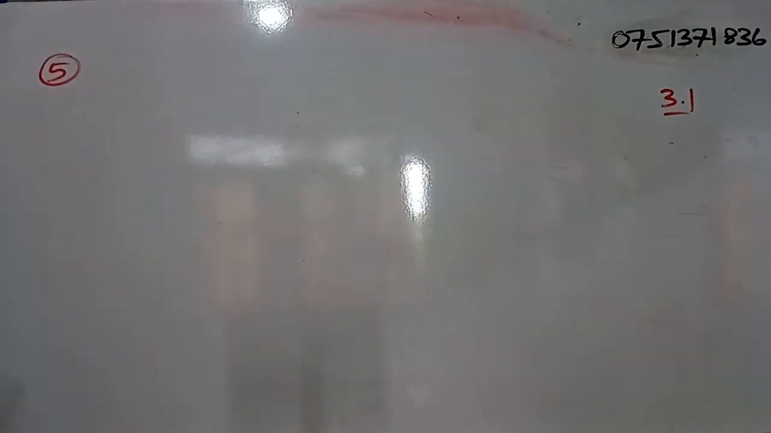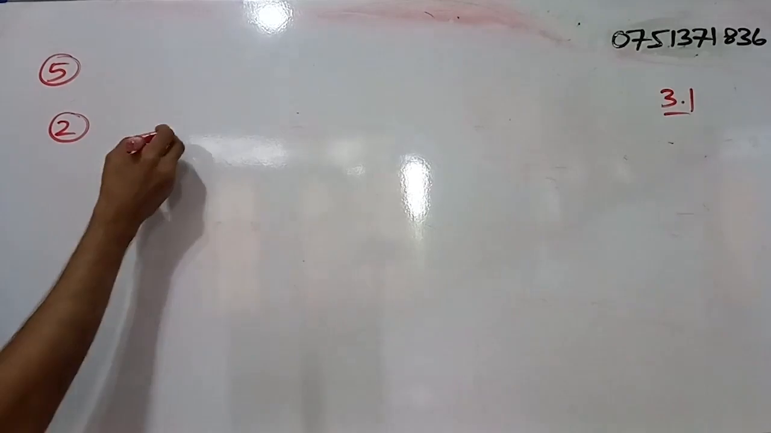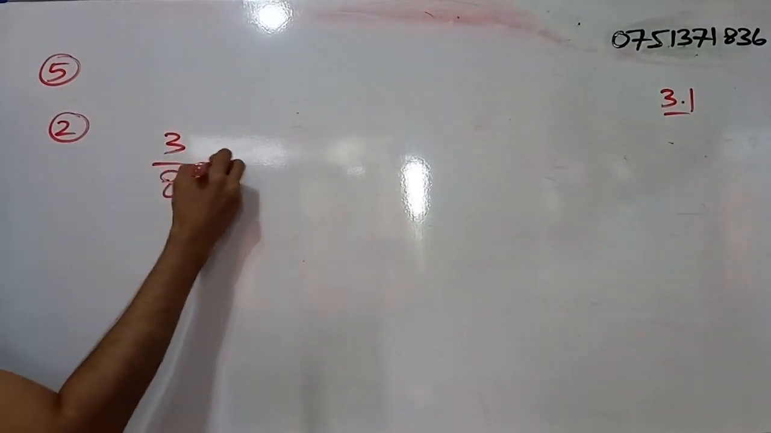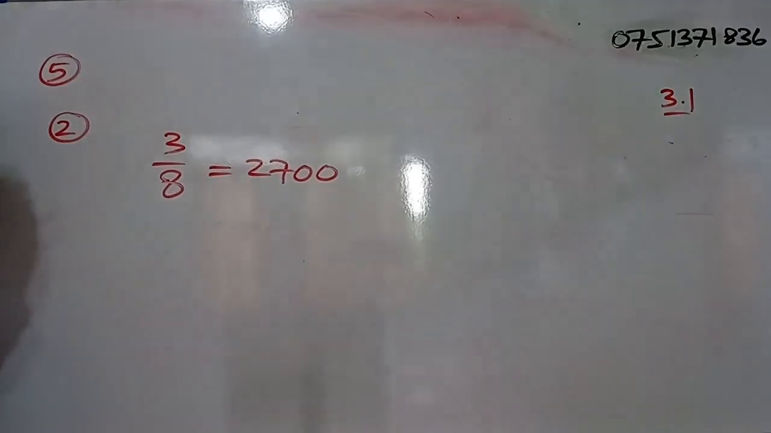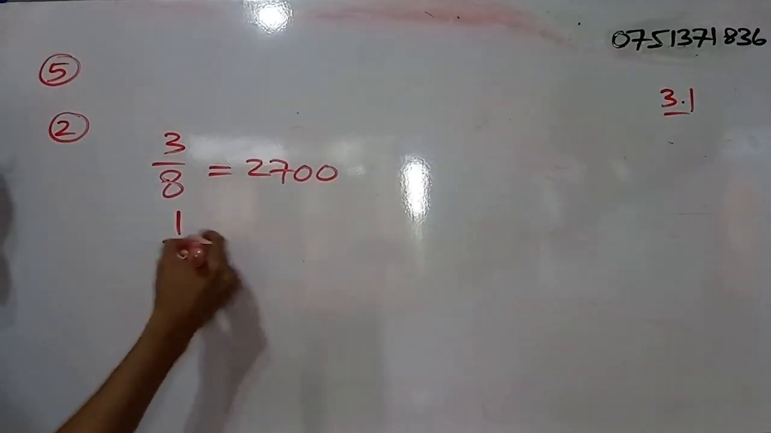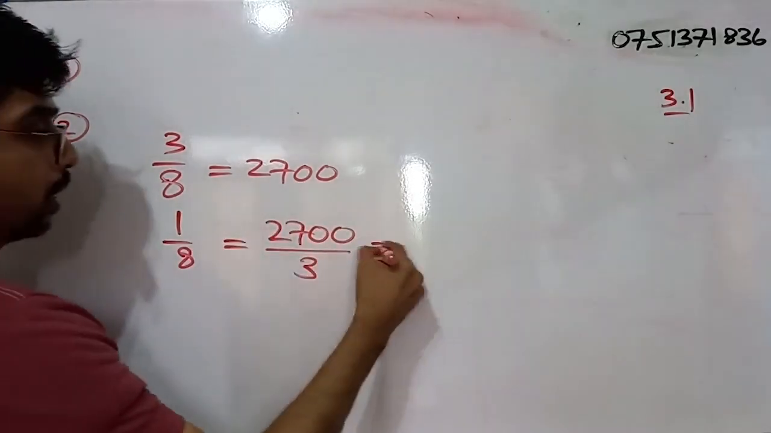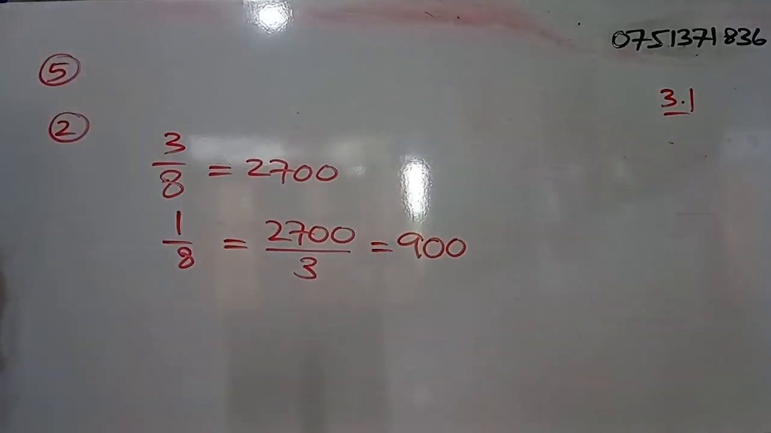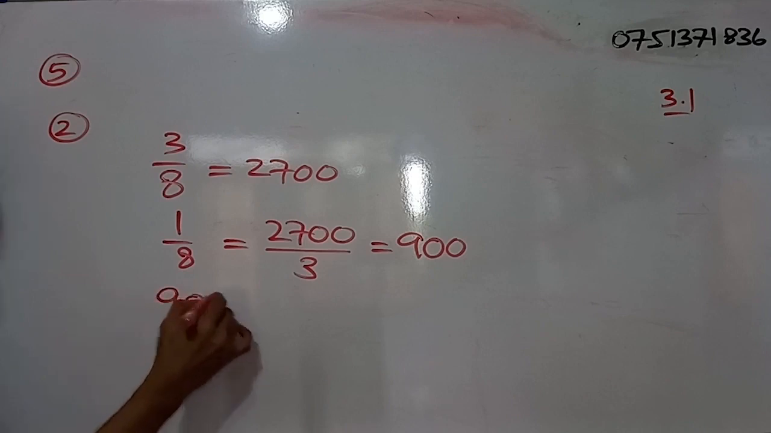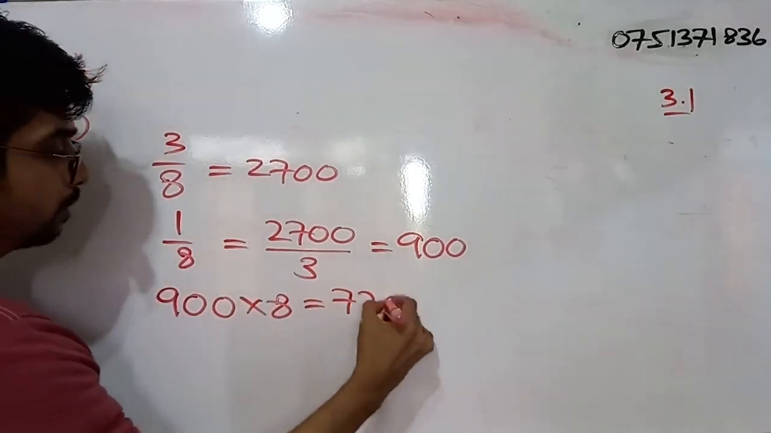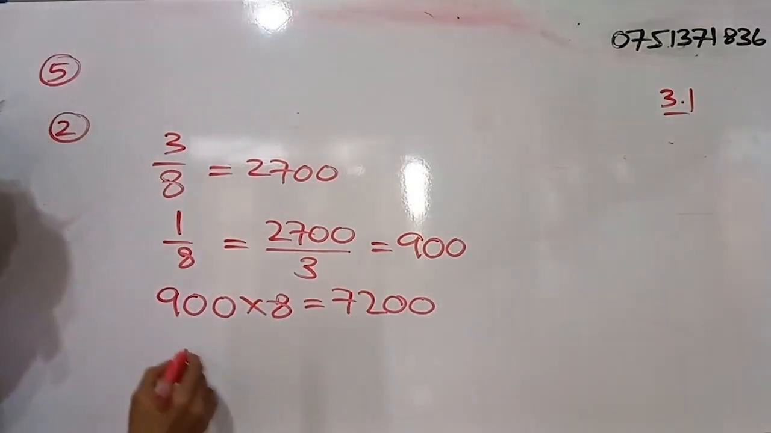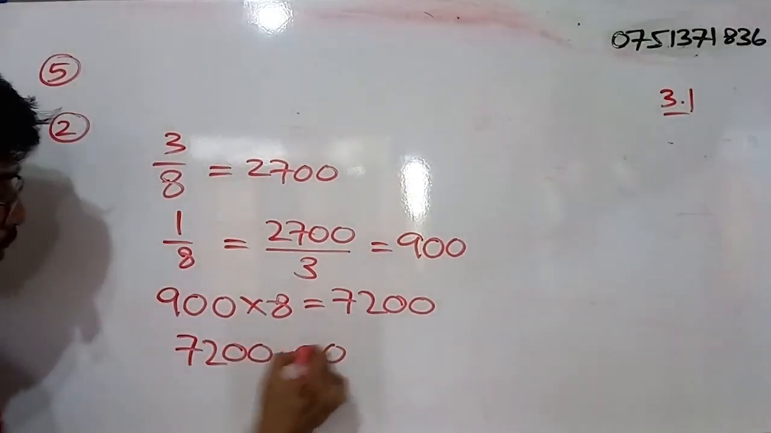Find the value of the bicycle. Right. So in the question it says that he needs 2,700 rupees more to buy the bicycle. So that means 3/8 are equal to 2700. That means 1 by 8 is equal to what? 2700 divided by 3. So that is 900. So what is the value of the bicycle? 900, we have to multiply that by 8, no? So we get 7200 as the value. So what is the value of the bicycle? 7200 rupees.